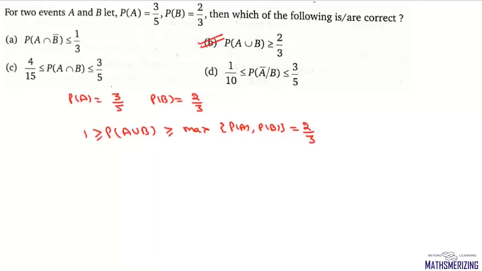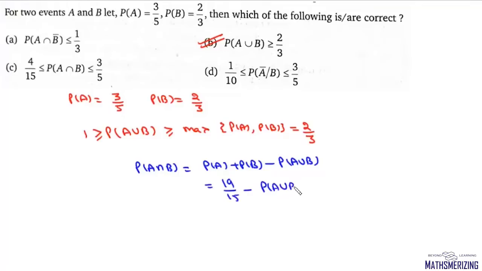Now if we look at the probability of A intersection B, it will be P(A) plus P(B) minus P(A union B). P(A) plus P(B) will be 9 plus 10, 19 by 15, minus P(A union B). Now we'll get the minimum value when P(A union B) is maximum, and the maximum value of P(A union B) is 1. So 19 by 15 minus 1 will be simply 4 by 15.